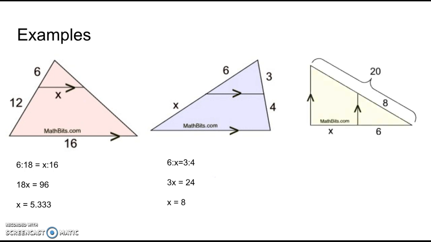A final example. In this case, we've got to find out what this final side is. So it's 12. How did I get 12? Well, I simply subtracted 20 minus 8. So x is to 6 as 12 is to 8. Cross multiplying gives us 8x equals 72, and thus x equals 9.